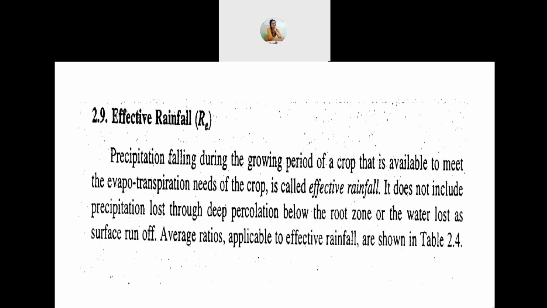The next topic is effective rainfall, denoted by capital R suffix E. Precipitation falling during the growing period of a crop that is available to meet the evapotranspiration needs of the crop is called effective rainfall. It does not include precipitation loss through deep percolation below the root zone or the water lost as surface runoff. Average ratios applicable to effective rainfall are shown in table 2.4 in our next slide.